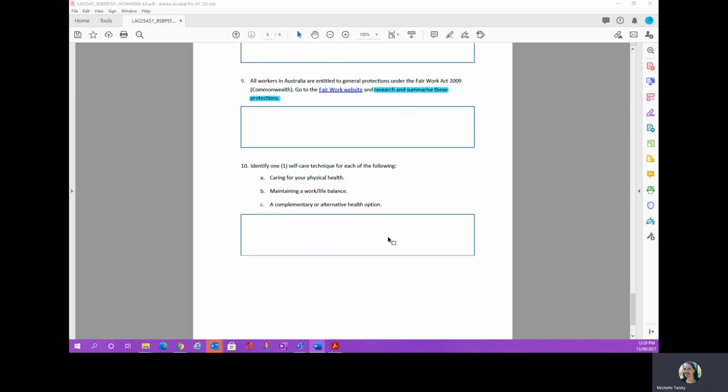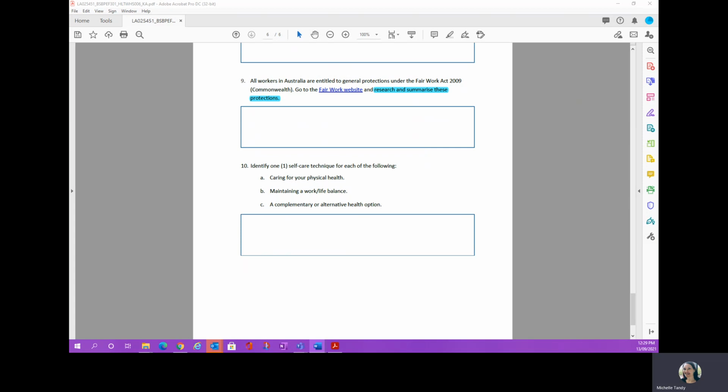Question 10, and the final question for this assignment, is identify one self-care technique for each of the following. A, caring for your physical health. B, maintaining a work-life balance. And C, a complementary or alternative health option. These ones seem straightforward, but it is surprising how many people get them confused. We want 3 different self-care techniques.